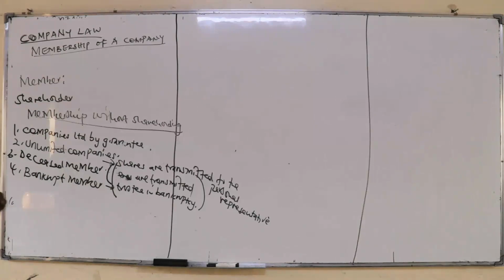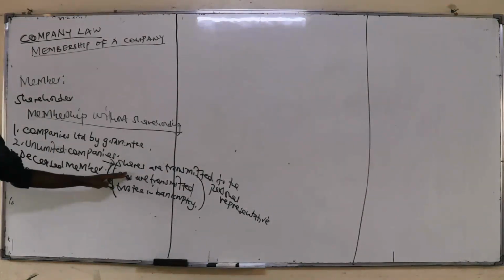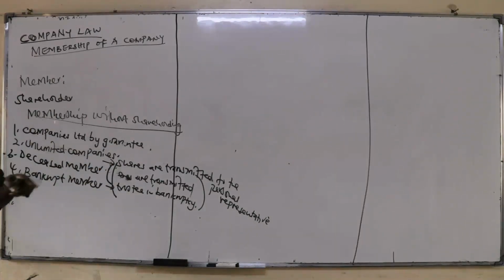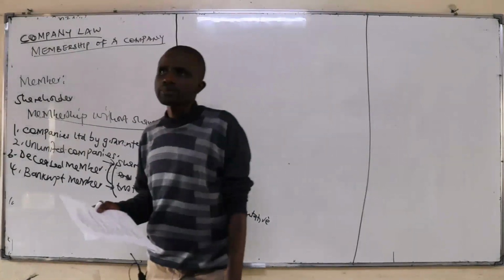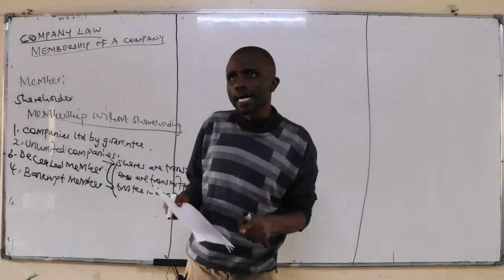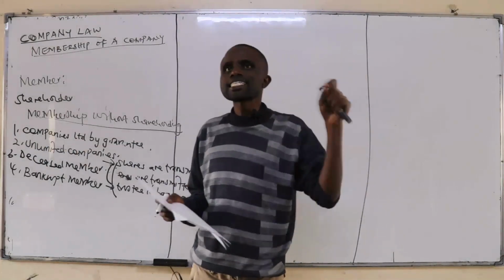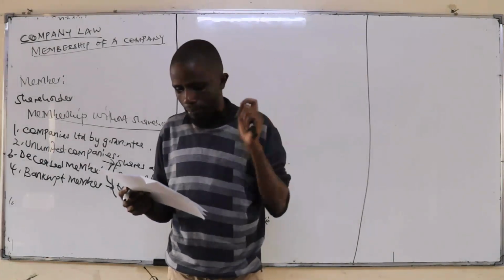You tell him or her that deceased member, upon death of a member, his shares are transmitted to the personal representative, and consequently, he's no longer a shareholder. Until his name is removed from the register of members, he is still a member. Bankrupt member, upon being declared bankrupt, his shares are transmitted to the trustee in bankruptcy. Until the name of a bankrupt member is removed from the register of members, he's still a member.